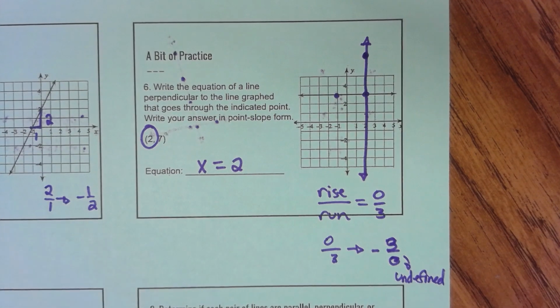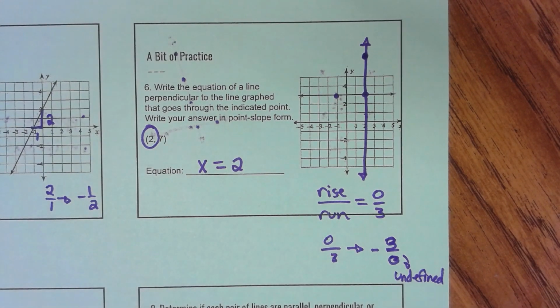Again, the horizontal and vertical lines have properties that we need to memorize. So undefined slope passes through the x-coordinate of 2. Every point on that line will have an x-coordinate that is 2.